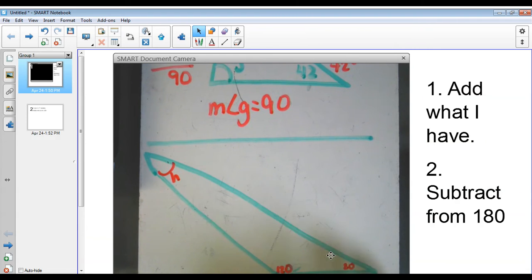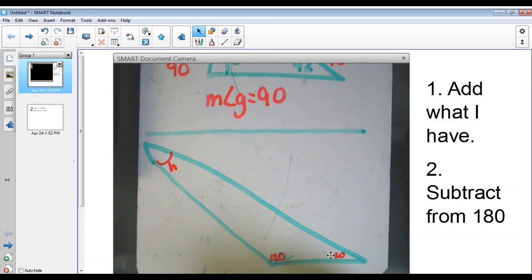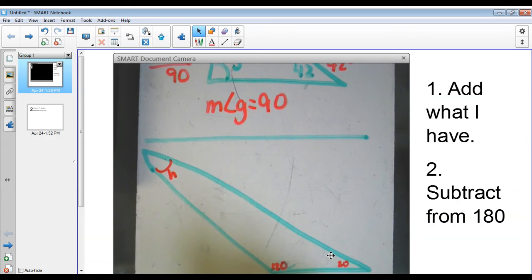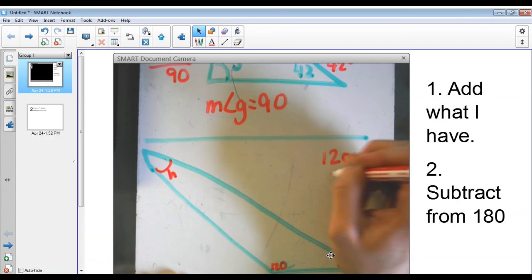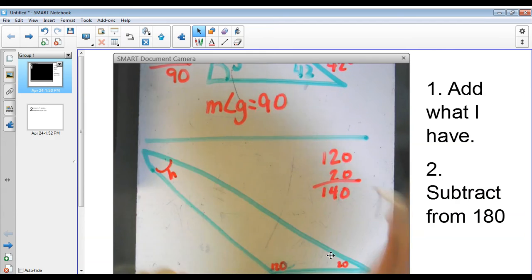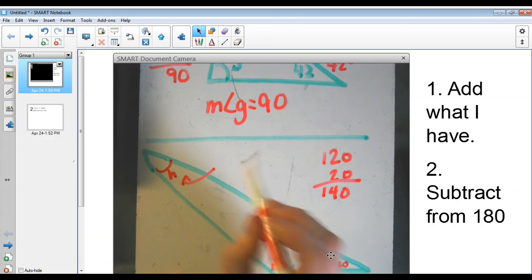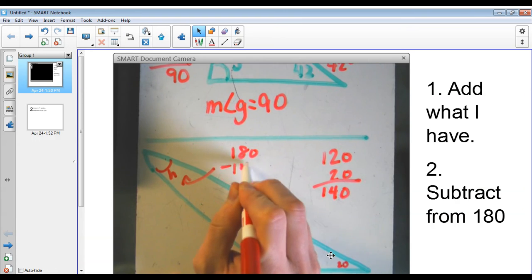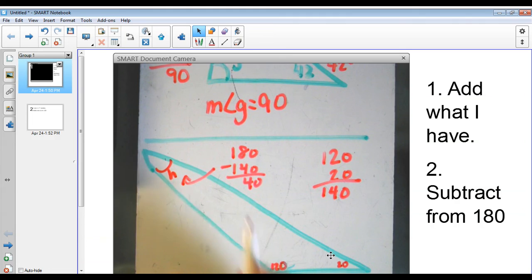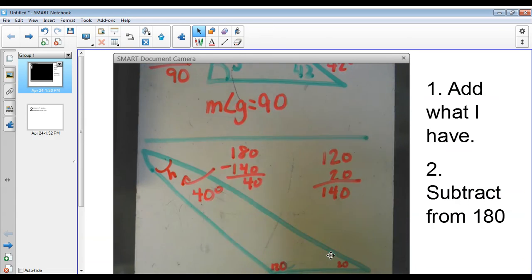And finally, this last question here is this rather large triangle, and I have 120 degrees and 20 degrees so far. So if I have 120 plus 20, I have 140. And then to find the measure of angle H, I'm going to do 180 minus 140, and I'm going to be left with 40 degrees. Really, all I'm doing today, as I'm finding missing angles in triangles, is I'm adding up what I have, and I'm subtracting from 180.